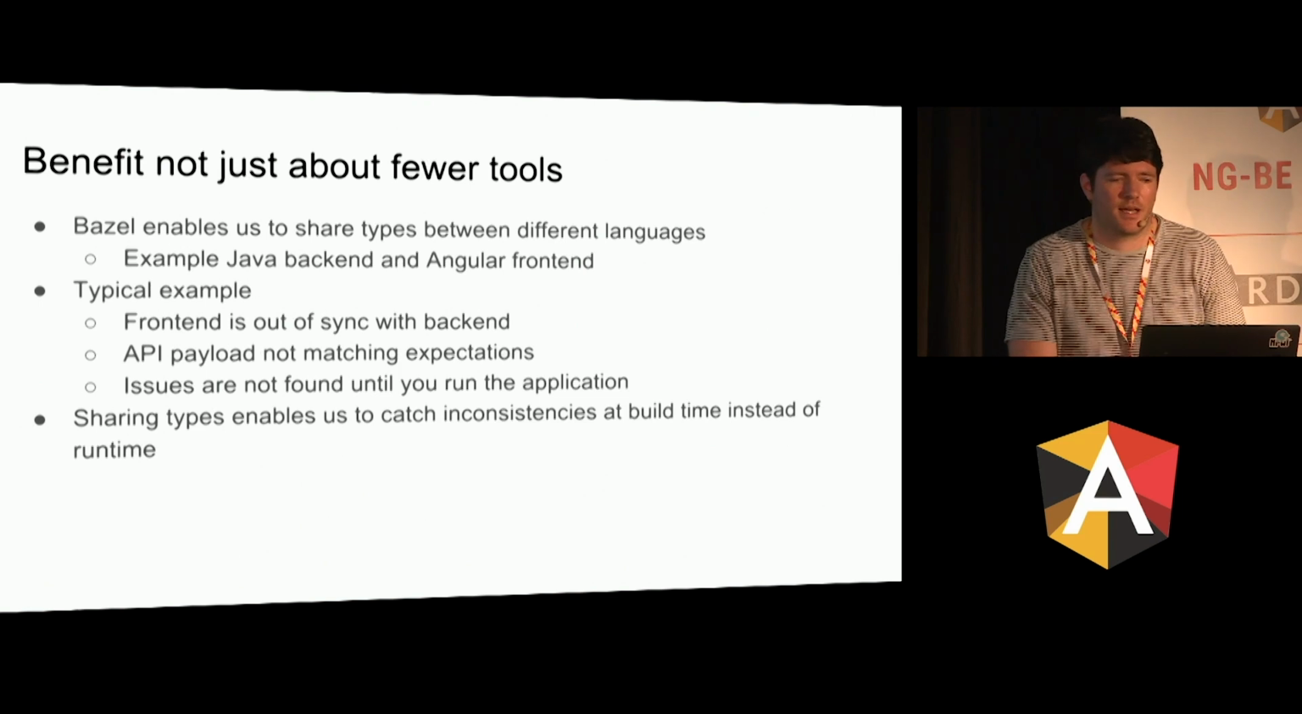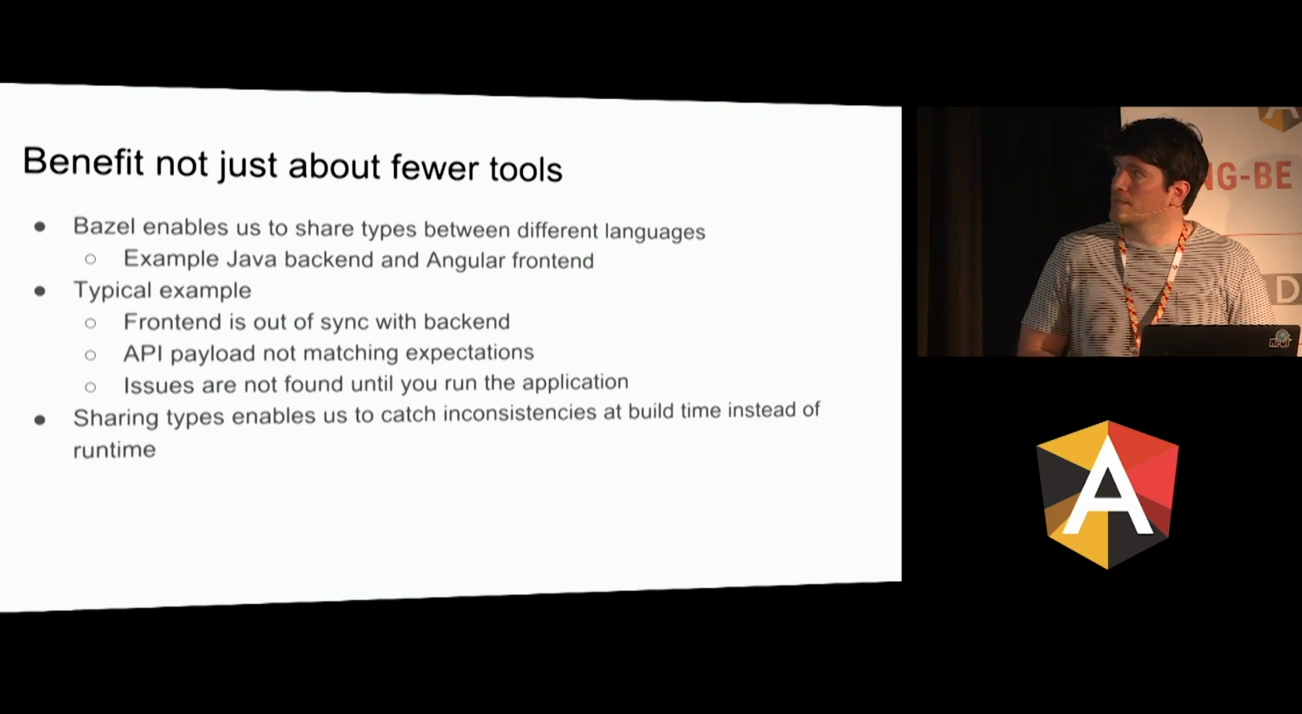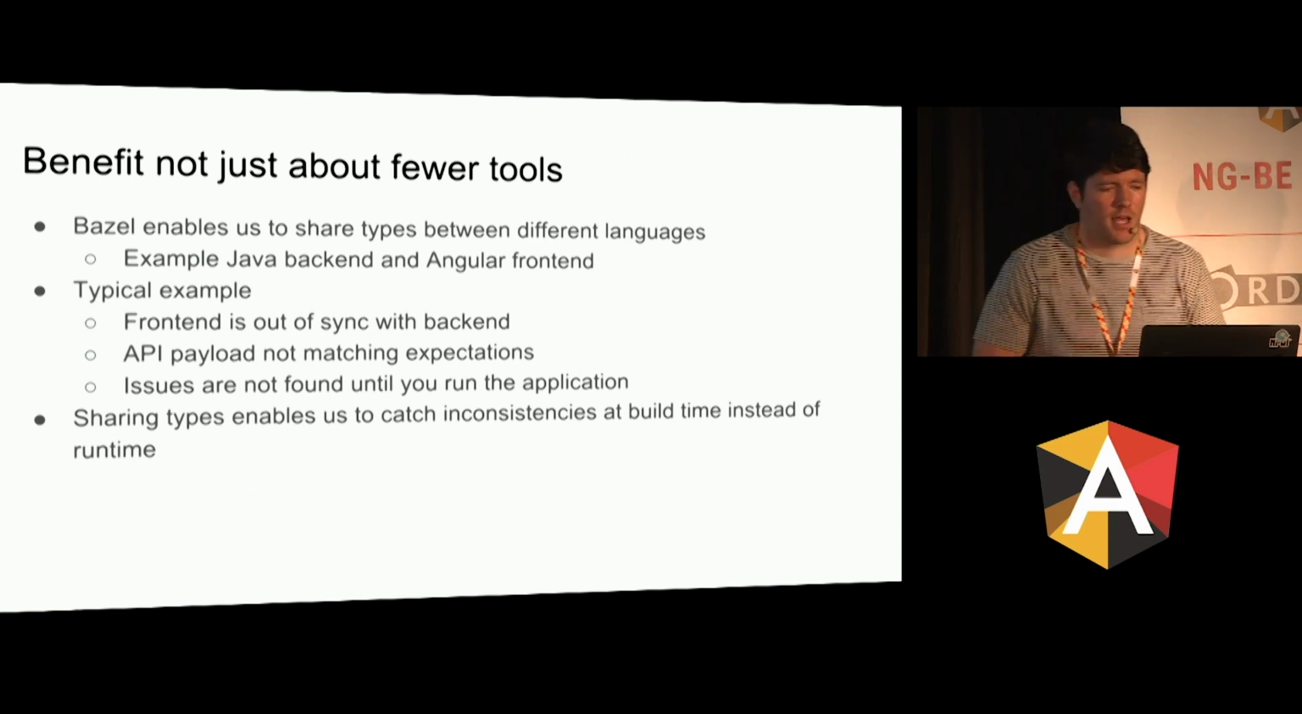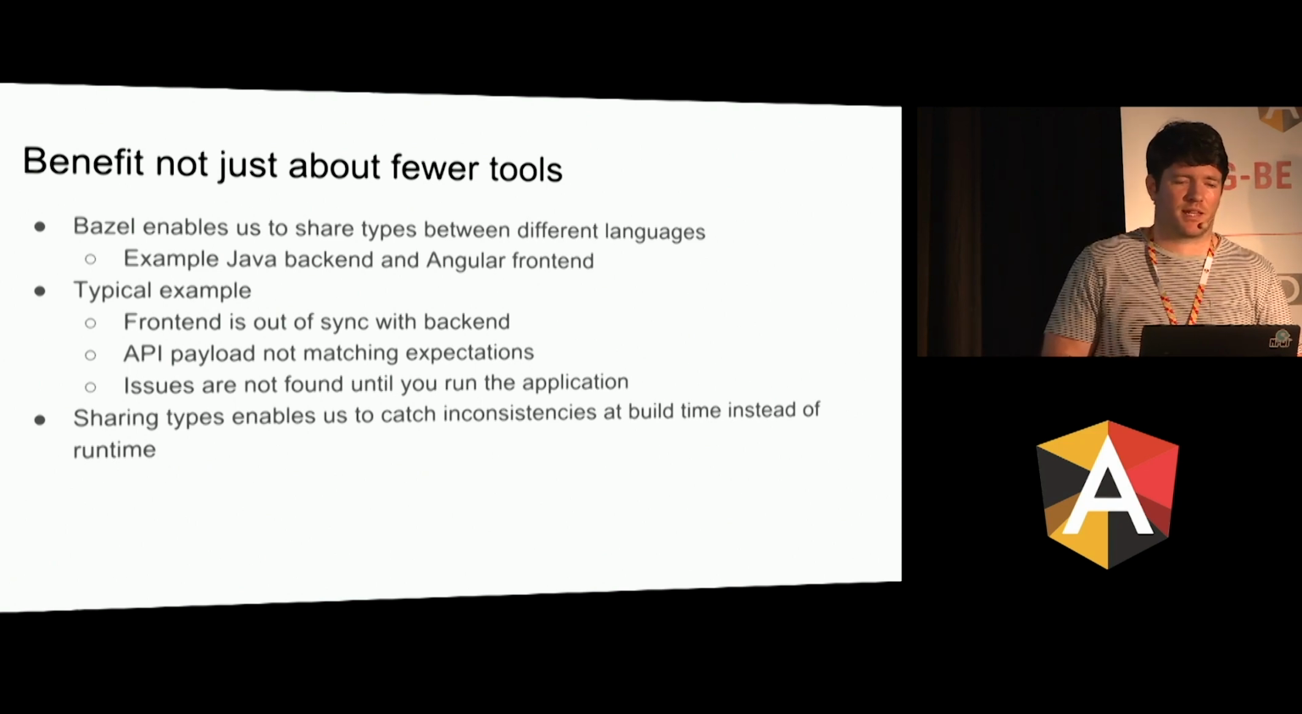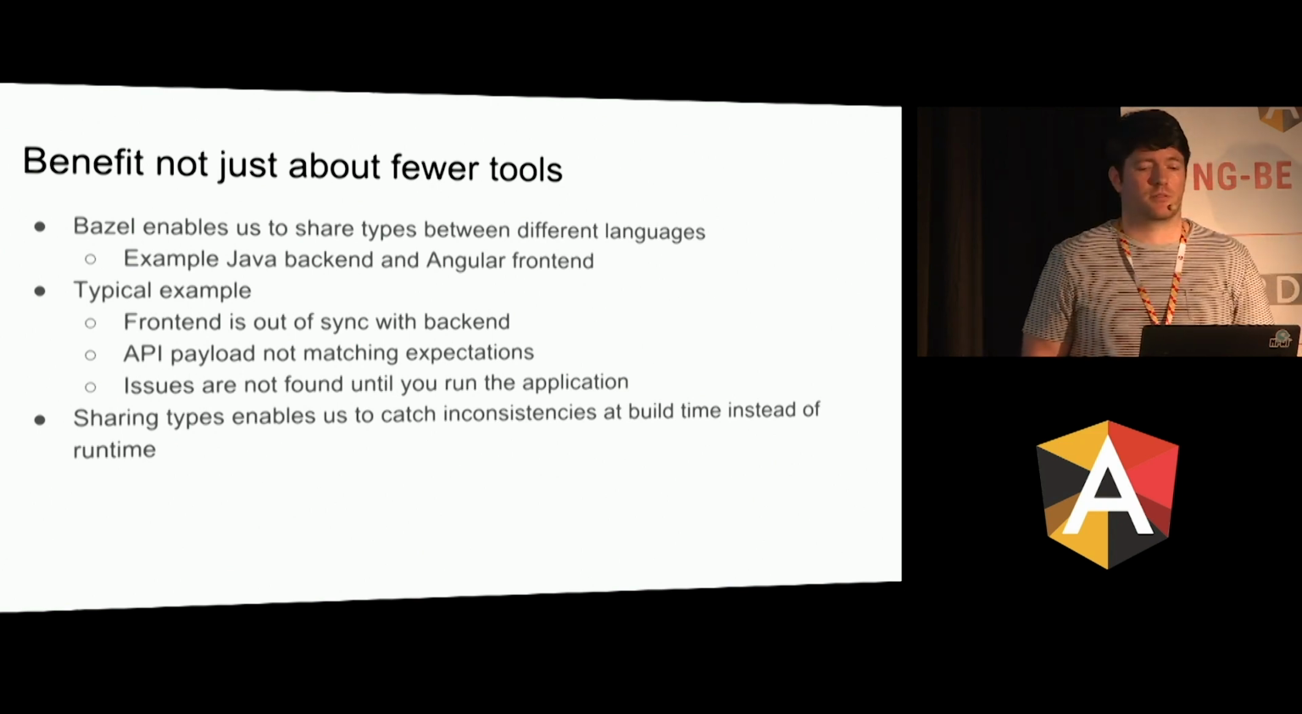And the benefit is not just about fewer tools, because the best benefit is that Bazel enables us to share types between different languages. In my example, I'll show a Java backend and an Angular frontend. A typical example I think most front-end developers have seen is that their front end falls out of sync with the back end, right? The API payload is no longer matching the expectations on the front end. If you don't have shared types, you won't find these issues until you actually run the application. But if we can share the types through the build system, then we can catch these inconsistencies at build time instead, which eliminates that whole category of bugs, basically.